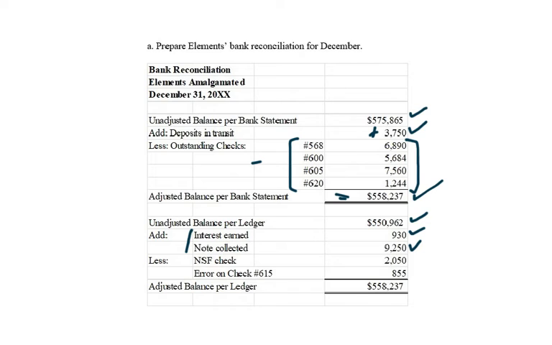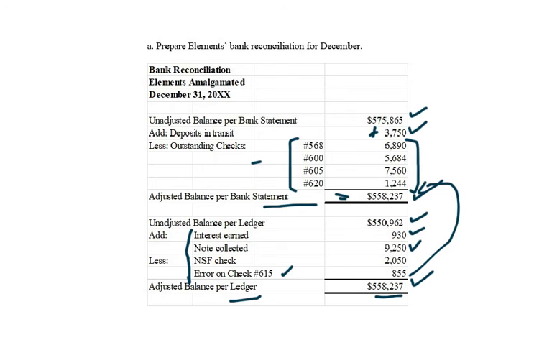All right, so we're going to subtract the NSF check, and of course the error on check 615. When we initially did this bank rec, this balance here was $855 higher than this one, alerting us that there was some mistake somewhere. So we found out what it was. It was just some strange rounding error that happened. Let's subtract that 855, and then we will get the same balance for the ledger as we do for the bank statement. So they equal each other.